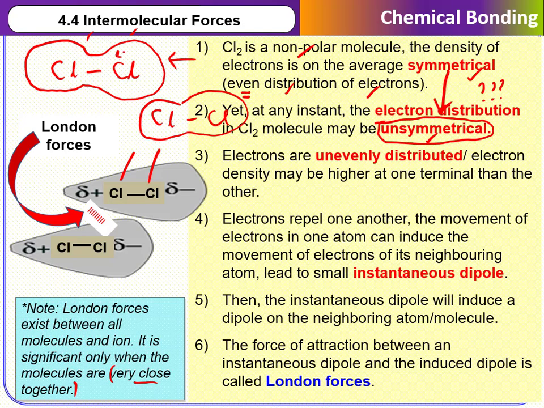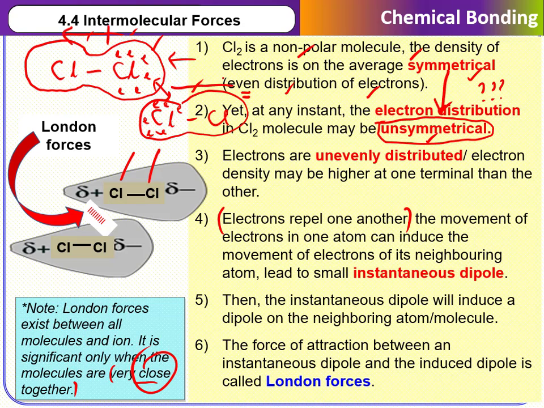We know that chlorine has its electron cloud, right? Ni chlorine dia ada electron cloud dia. Chlorine ni pun ada, chlorine ni pun ada, right? Dan kita tahu tadi it is at average symmetrical electron density, right? So what happens when they are very close together? Electron and electron has repulsion. Electrons will repel one another. Then what happens to the electron cloud? It will be pushed towards the other chlorine.